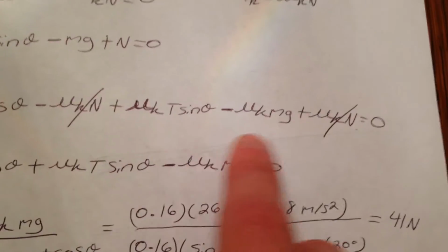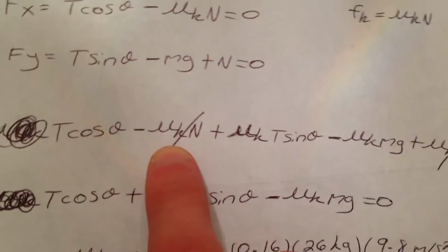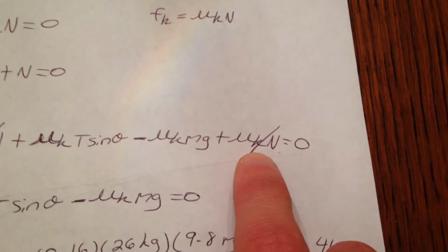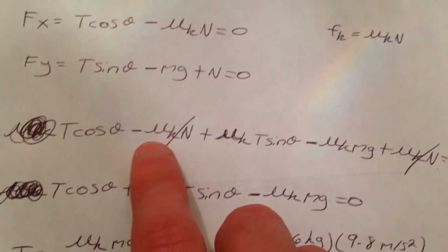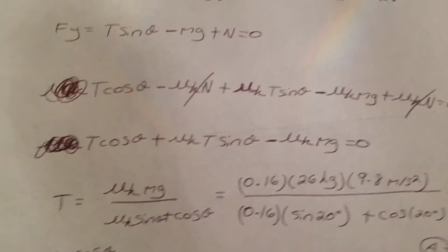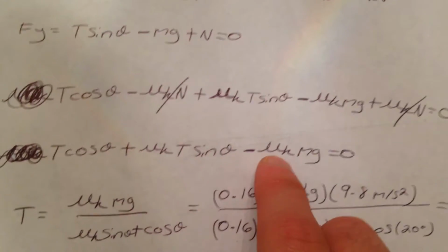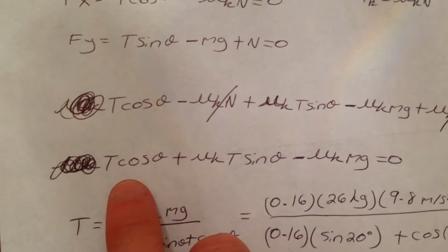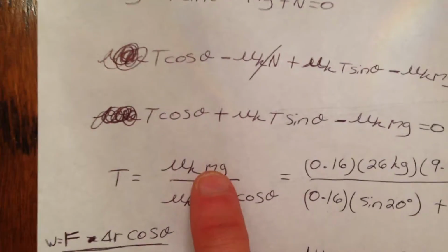So it's a long equation. This is what I get. And this whole point was to make the μkN and this μkN, the positive and the negative, cancel out, which it does. So simplified, this is how it looks. And from here, I isolated tension. And this is what I get.